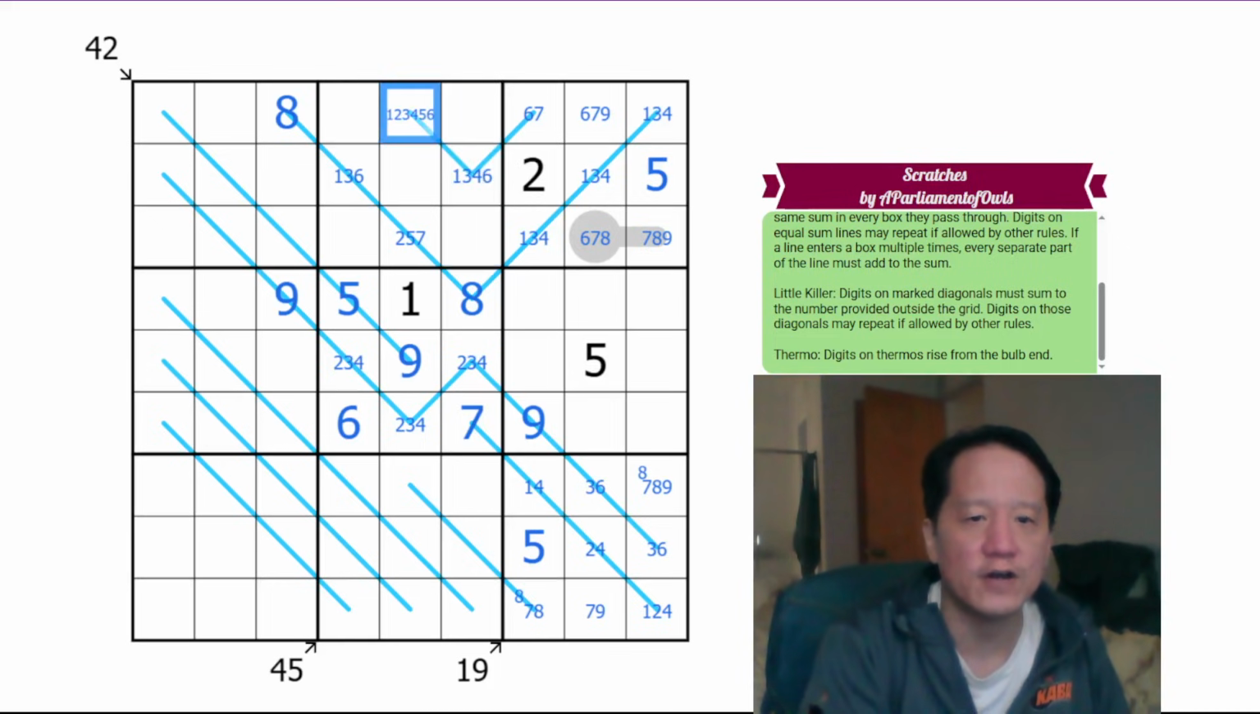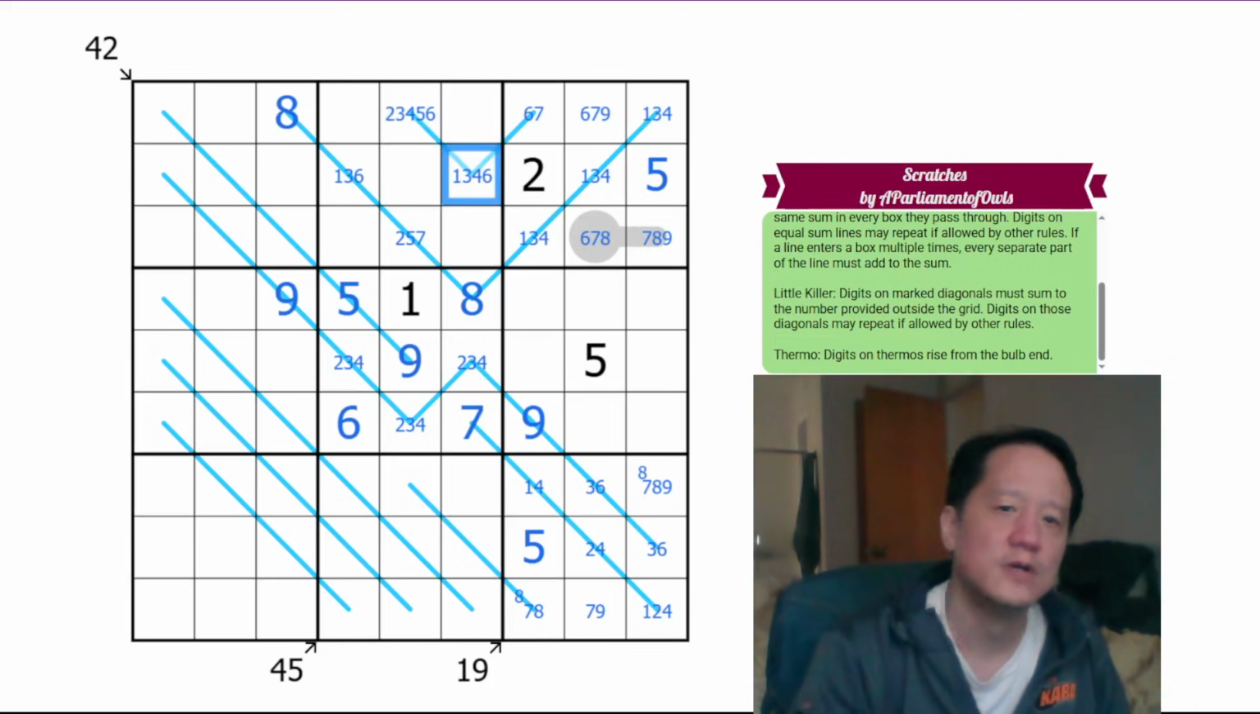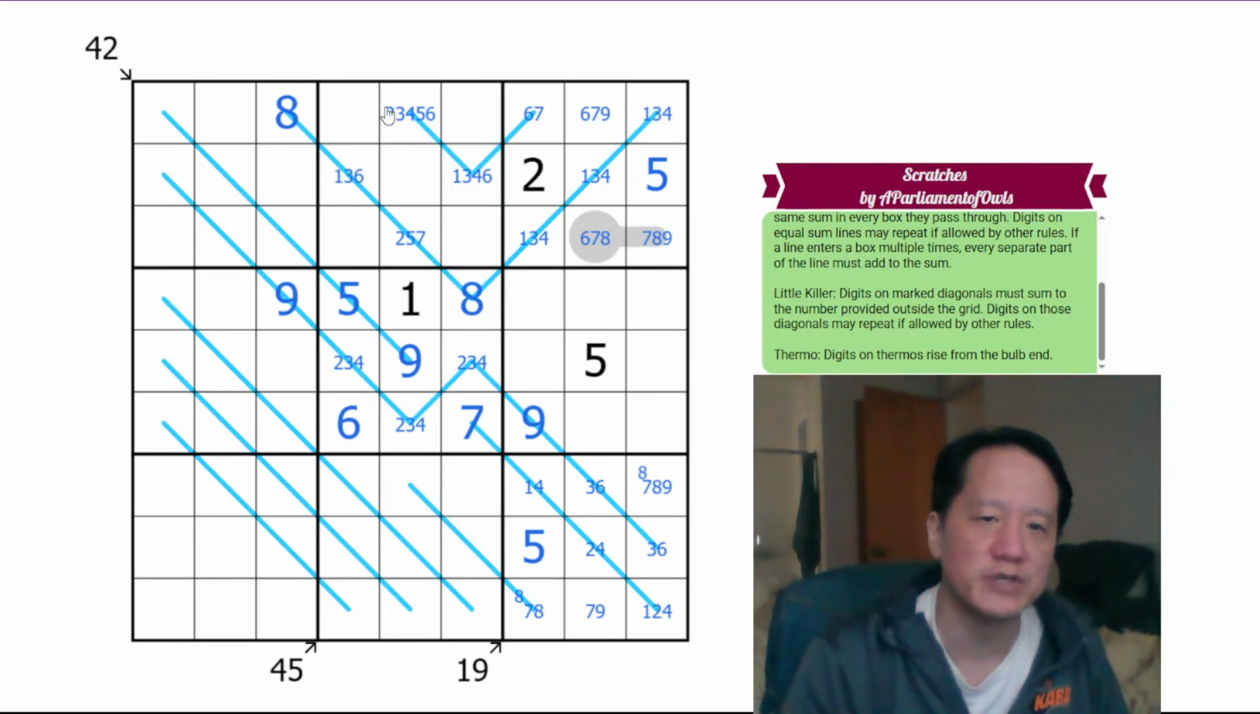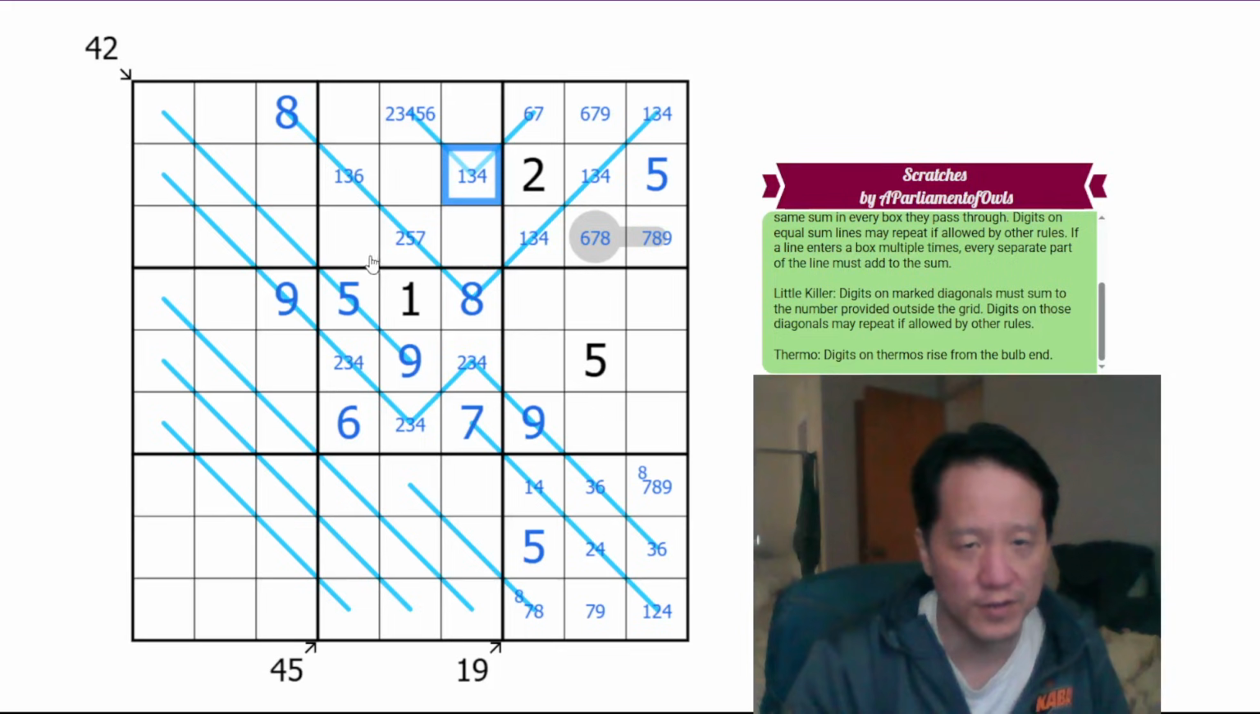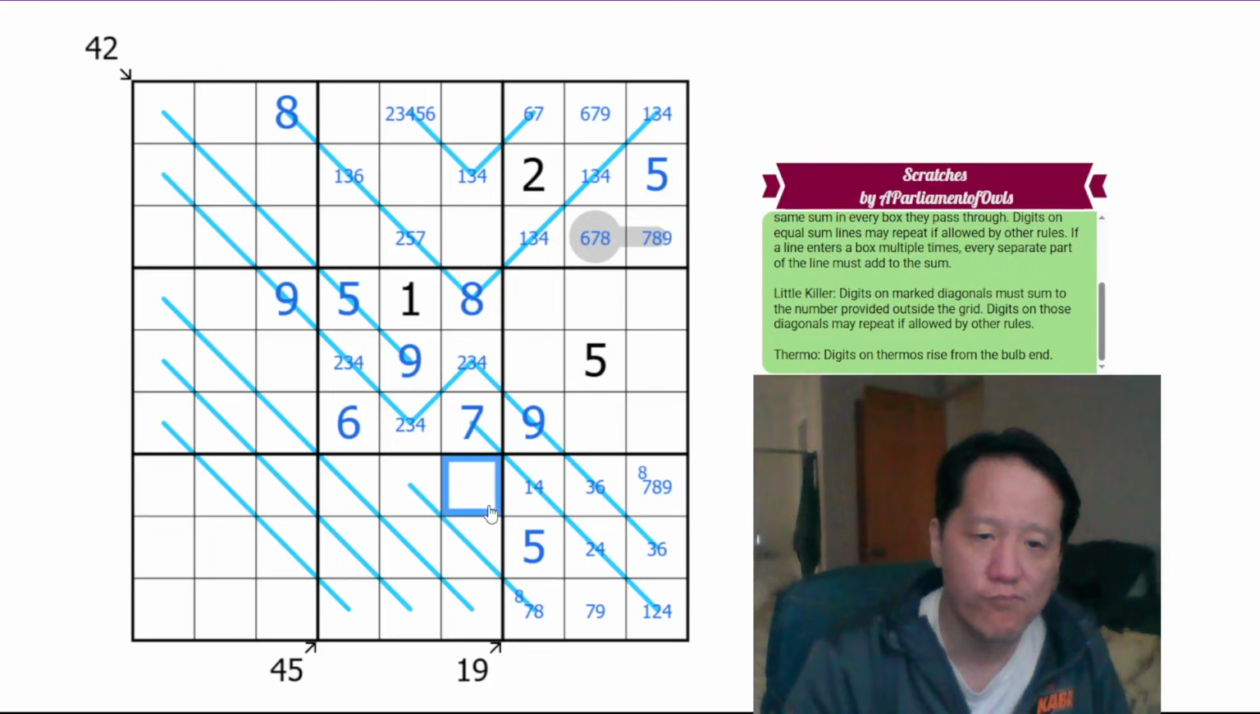No 2 or 5, no 1 here. So this can't be 6, because if this were 6, that would be 2 and 6 at minimum, adding up to 8, which is not allowed. So we have 1, 3, or 4 there. This adds up to 14, this adds up to 9. This is 7 or 8. We don't know which.